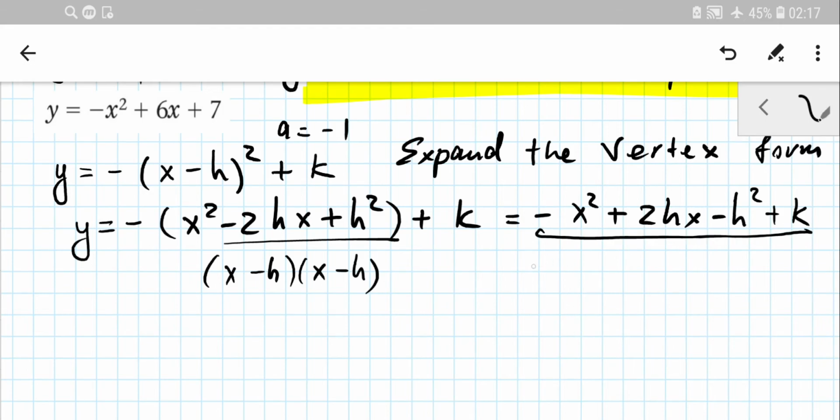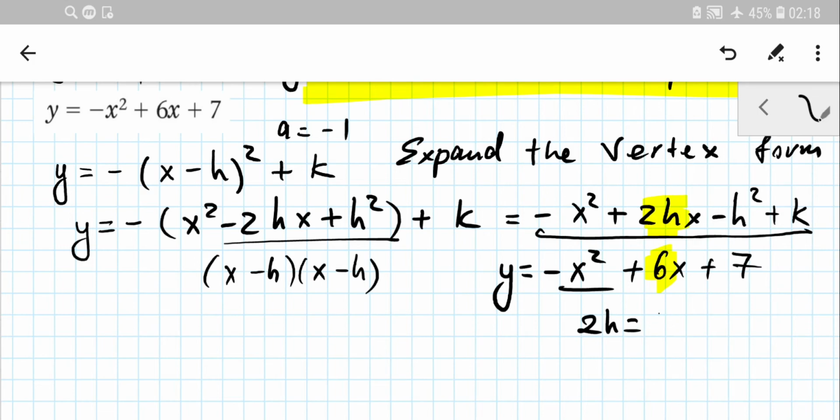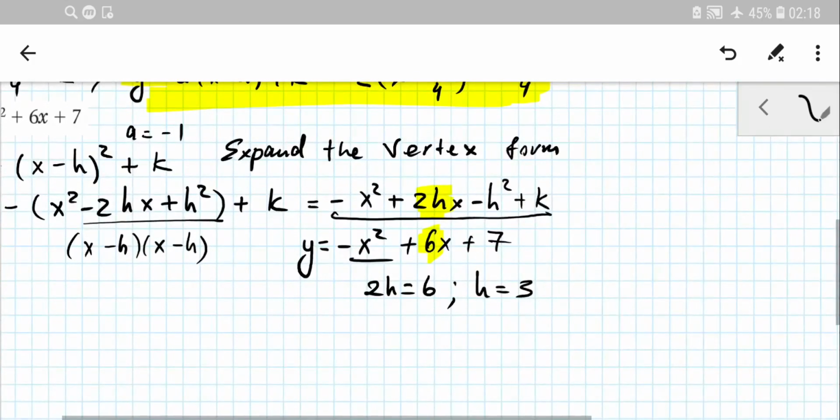All right, let's compare it with what we have. So my y from the original standard form is negative x squared. Of course, that should be. The leading term should be the same, because then plus 6x and plus 7. All right, now let's do that quick. So 2h should be 6, right? And that's why when we write this, we can figure out that h is simply 6 over 2, which is 3. Okay, so we know h.